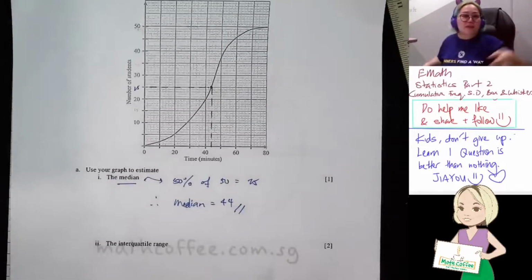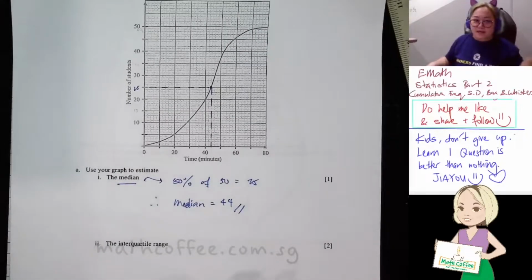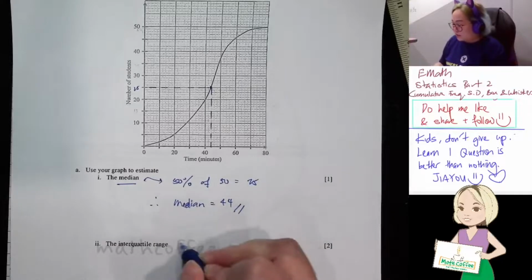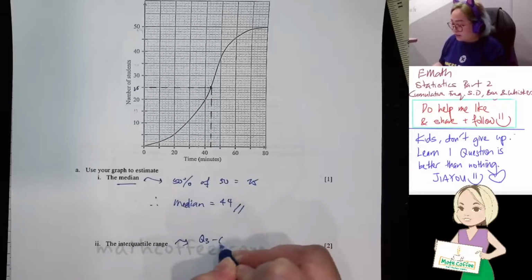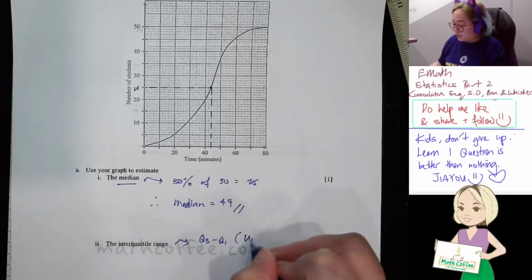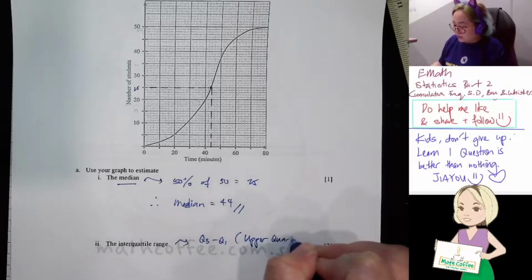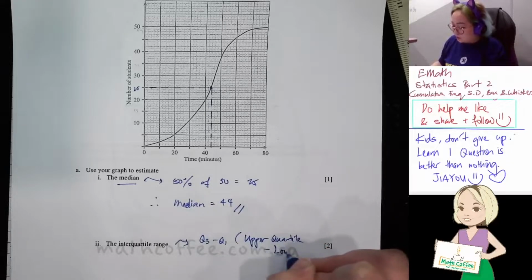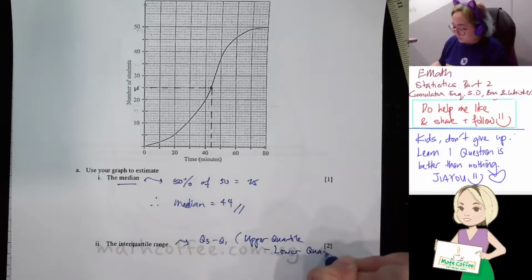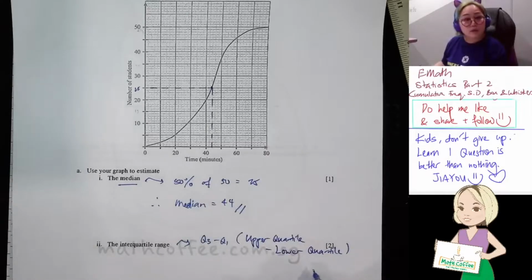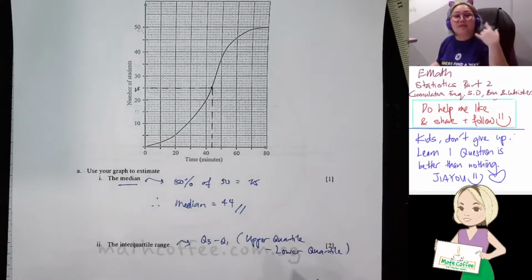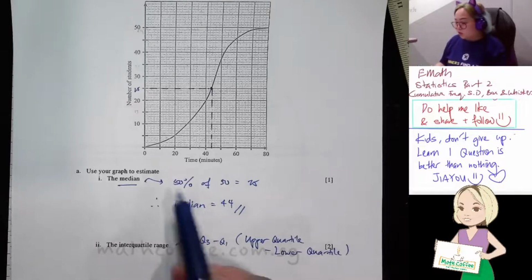Okay, next, interquartile range. This is one of the few things that they always ask. They will ask median, they will ask interquartile range. So the thing is, you need to remember, interquartile range is taking Q3 minus Q1. Or in other words, it is the upper quartile minus the lower quartile. Okay, these are the few things you need to remember. And upper quartile is 75%. Lower quartile is 25%.